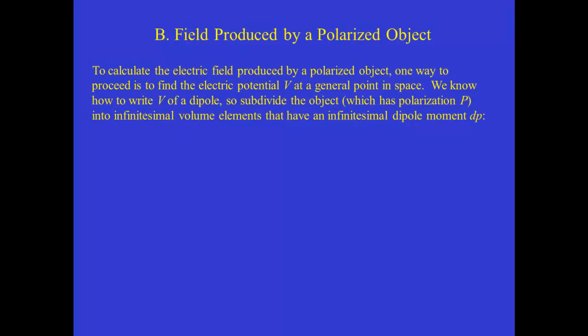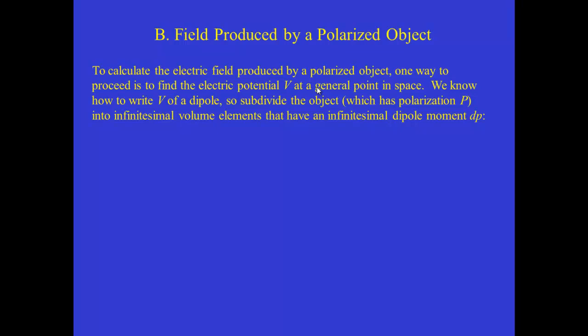Having defined polarization and explained a little bit about its origins at the atomic level, let's now look at something slightly more practical if we want to understand how a polarized object affects other objects around it. We are going to assume we have a polarized object and calculate the electric field it produces. To do this, one way to proceed is to find the electric potential that this polarized object has at a general point in space. From the potential, of course, we know how to calculate the field.